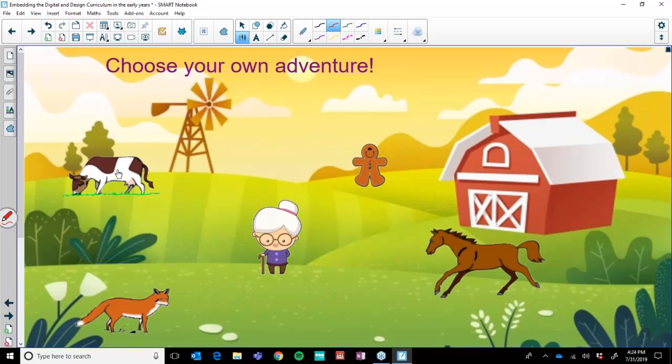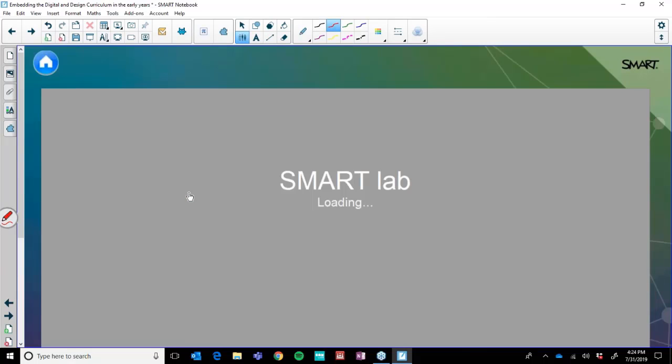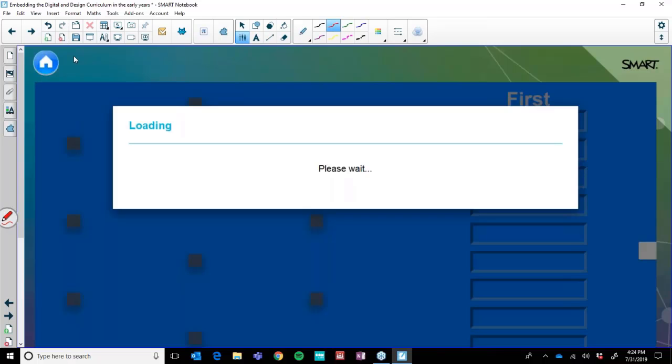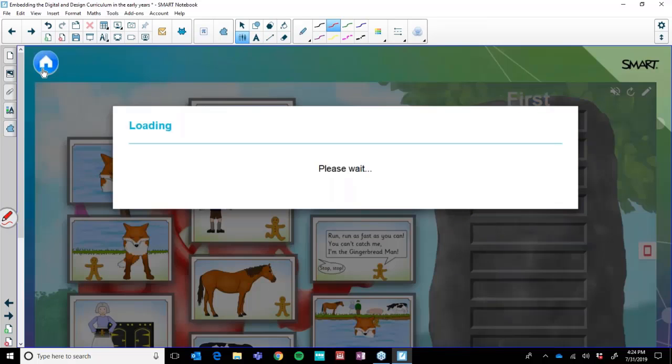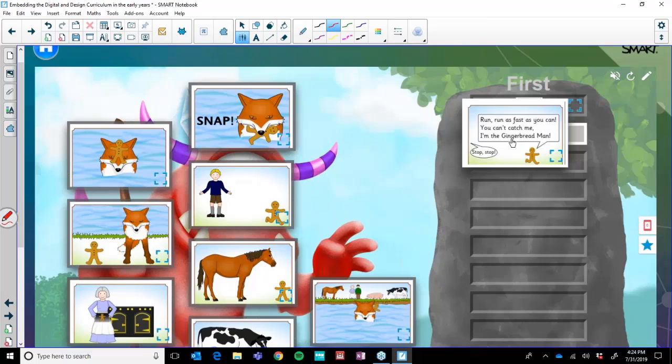So when they click on the cow, they actually were taken to an activity. You'll notice a little blue button up here that says home. That one takes me back to the home screen. So in this activity, they had to order the story. So they're ordering data and showing us the order of the story.